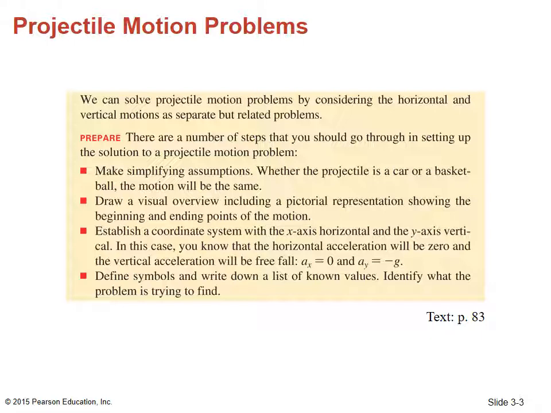In this case, you know that the horizontal acceleration will be 0 and the vertical acceleration will be free fall. So a sub x is equal to 0 and a sub y is equal to minus g. Define symbols and write down a list of known values. Identify what the problem is trying to find.